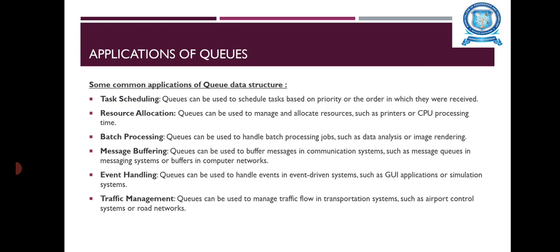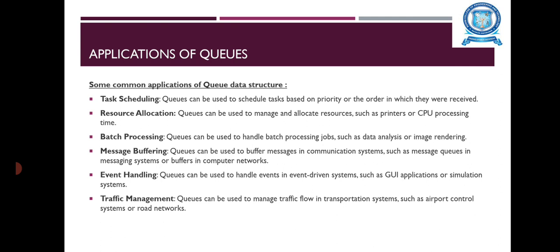The applications of queues. Some of the common applications of queue data structure are task scheduling. That means the queues can be used to schedule tasks based on the priority or any order in which they are received. The next one is resource allocation. That means the queues can be used to manage and allocate resources such as printers or CPU processing time. Then next one is batch processing. The queues can be used to handle batch processing jobs such as data analysis or image rendering.